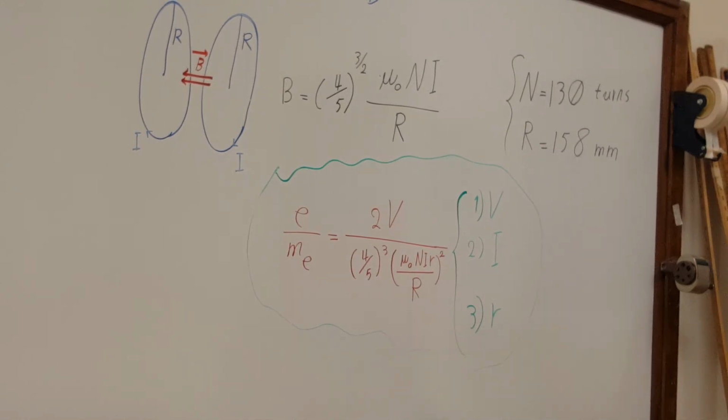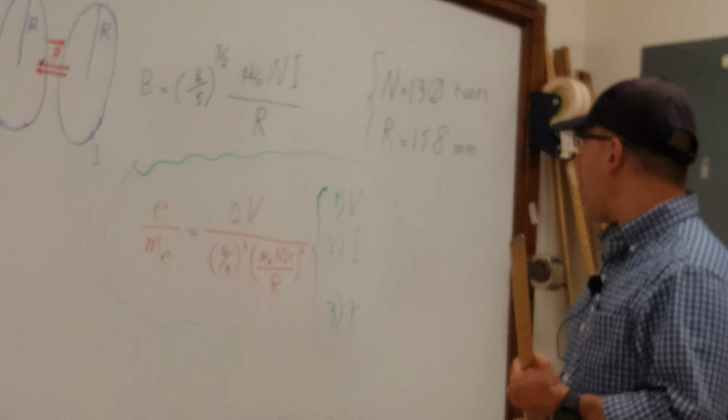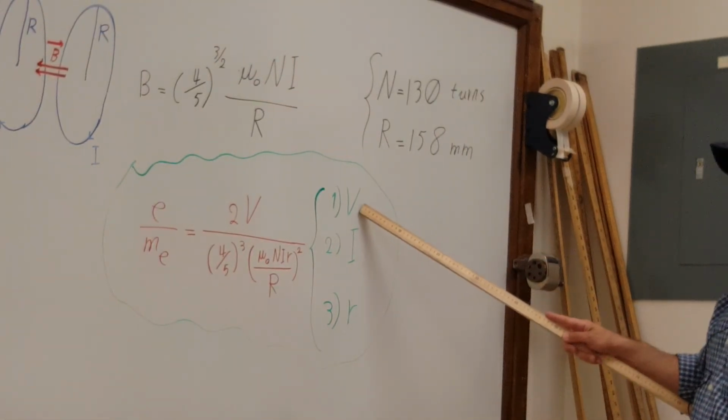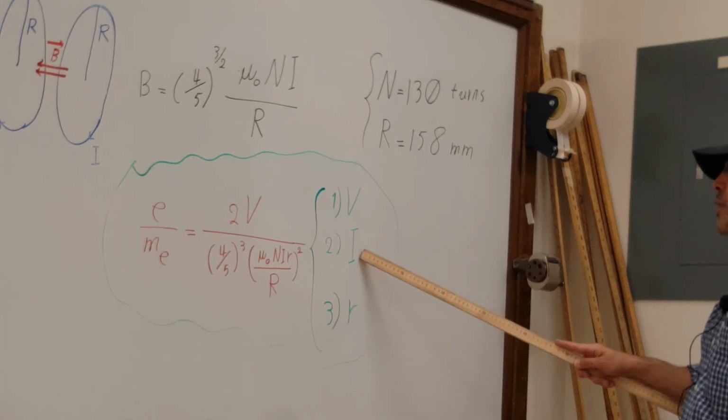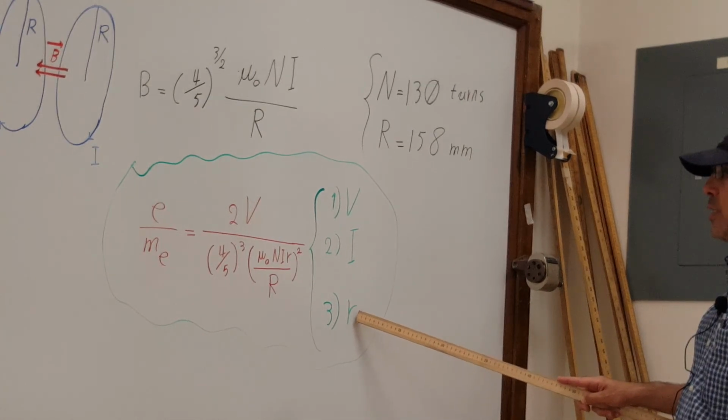So in the next video, I will explain the experimental setup, and you will see the Helmholtz coils, and I will show you how to change the accelerating voltage, how to change the current, and how to measure the radius.